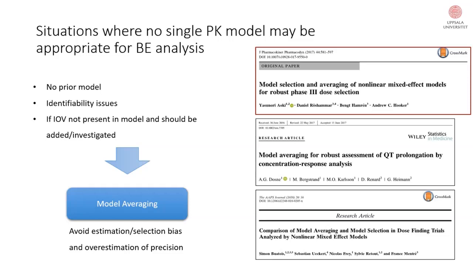So if you then have a range of models, those models are then fit to data, and then you can use those models to predict, weighting those predictions based on which models best fit the data. This allows you to avoid estimation or selection bias, and it allows you to also avoid overestimation of precision in your model-based simulations.